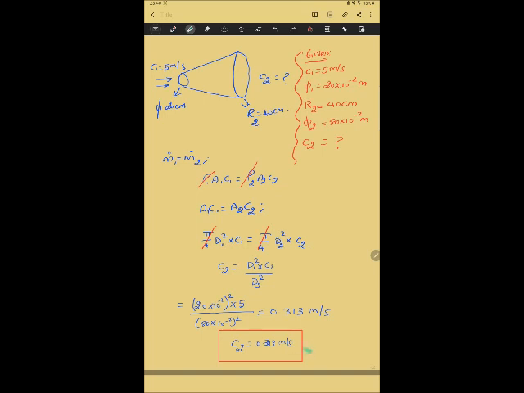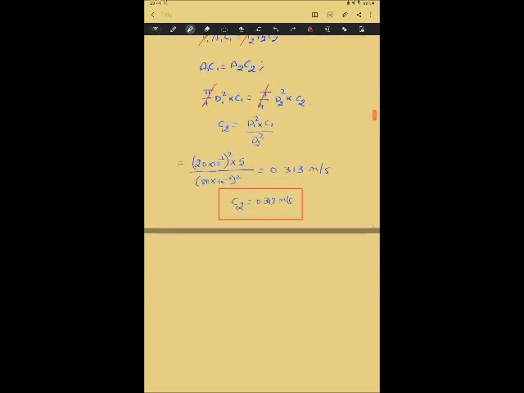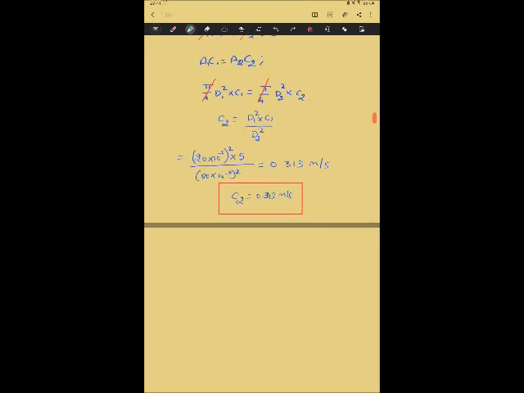So, do you see? I told you that C2 will be smaller than C1. Look at this. C2, the velocity with which the fluid will come out, is 0.313 meters per second, whereas it enters at 5 meters per second. Our problem actually stops here. But then I thought, why don't we also find the volumetric flow rate and the mass flow rate of the liquid? Shall we do that?